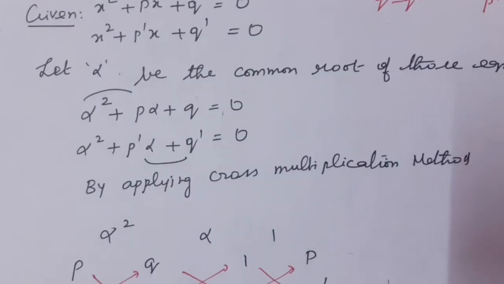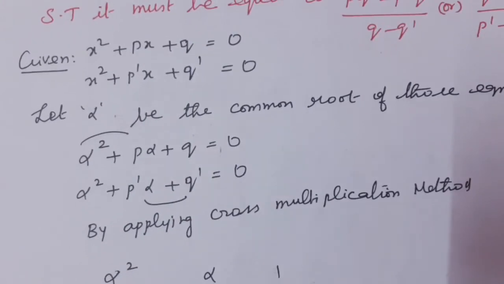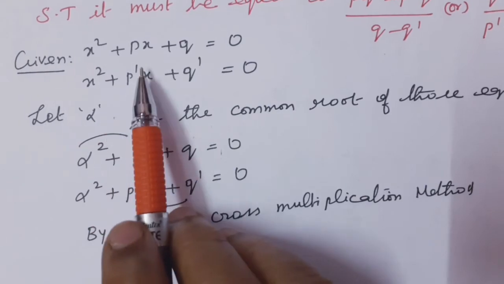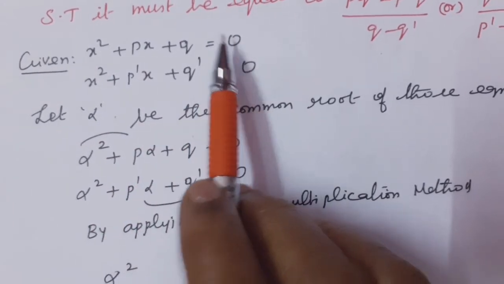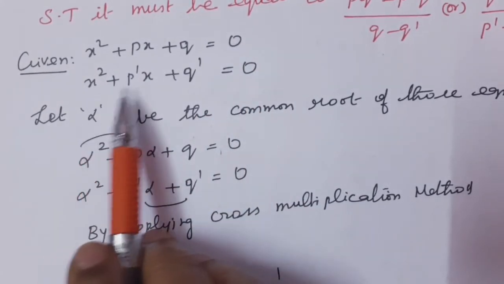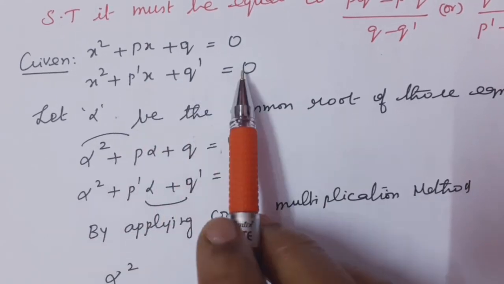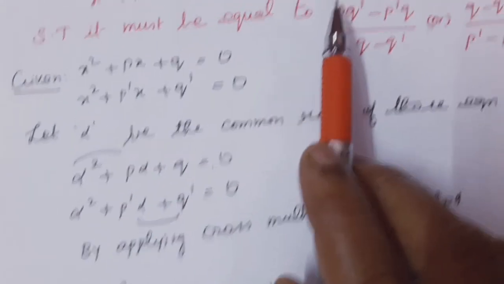What are the given two quadratic equations? The first is x square plus px plus q equal to 0. The second quadratic is x square plus p dash x plus q dash equal to 0. What is the question? Common root.